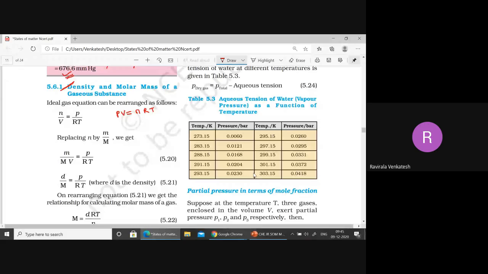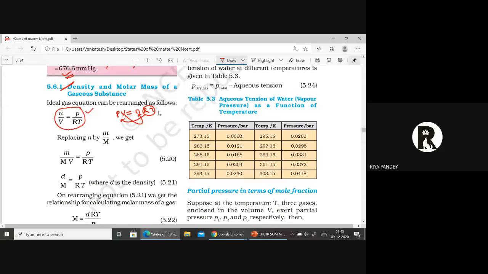Now based on that, what I can write here, I am sending this RT over here, and V over here. Right? Now what we get here? n by V is equal to P by RT. This equation we get. Correct? Understood?